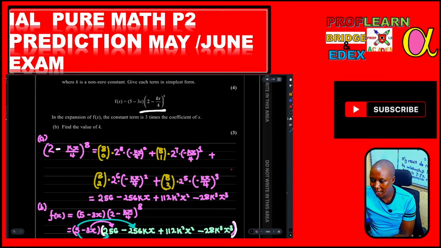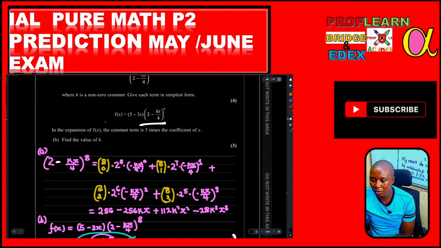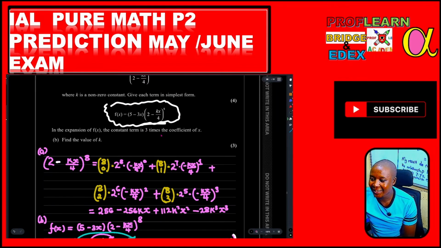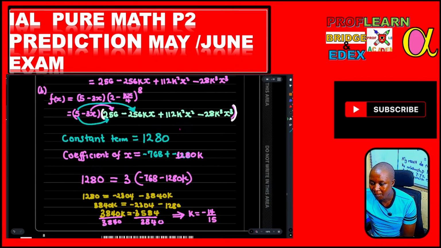Then the next information provided is that in the expansion of f of x, the constant term is 3 times the coefficient of x. How will you get the constant term? The constant term will be the product of the two constants. 5 times 256 will give us our constant term, but the coefficient of x will be obtained if you multiply the constant term of the first part by the second term, which is 256k.